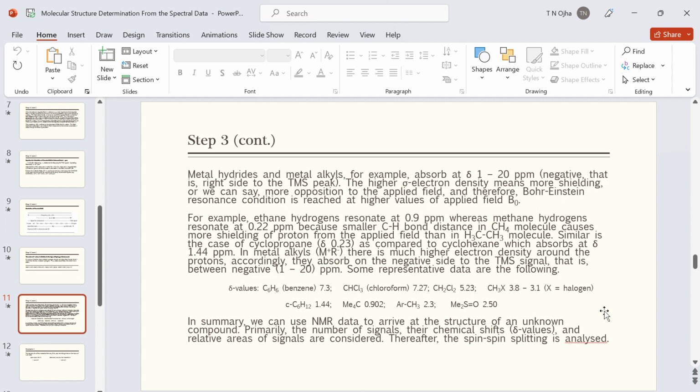For cyclohexane, the value is 1.44. Tetramethylmethane, the value is 0.9. Methyl attached to a benzene ring is 2.3, and methyl in dimethyl sulfoxide is 2.5. So some representative data you should memorize. It is not difficult to memorize. They give you an idea about the position of the peak and the type of H. You need not remember a very large number of data, but some representative data you should remember.